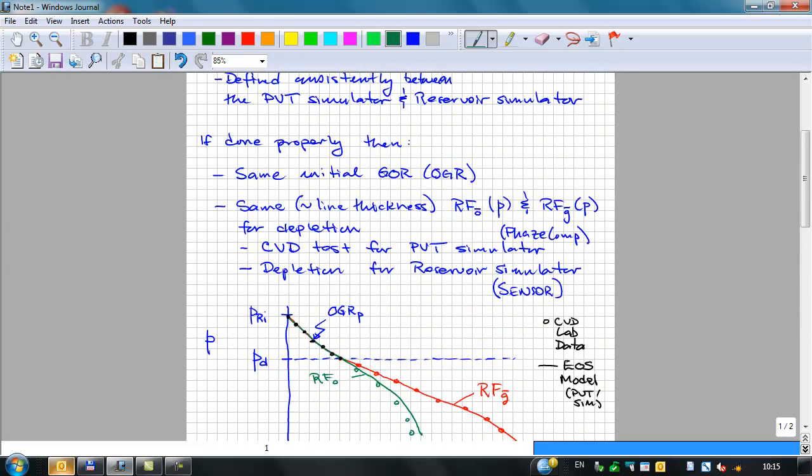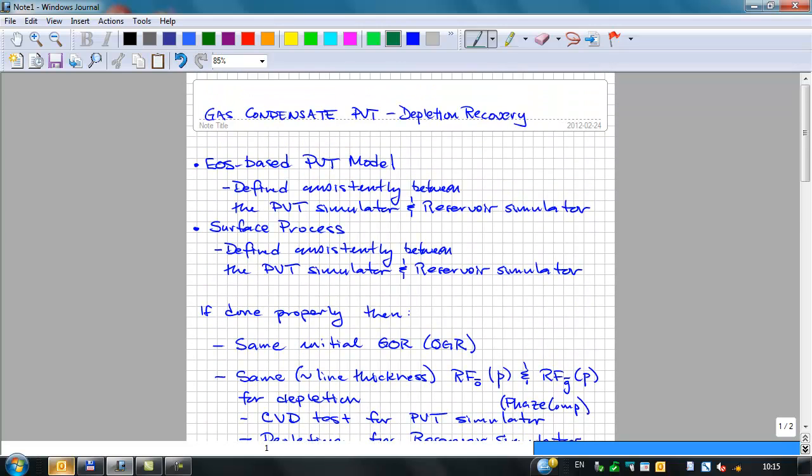But to do that, we have to have this consistency that I started with. We have to put in the equation of state numbers right. We have to put in the compositions right. And we have to put in the viscosities, maybe not so important. The viscosity model should be the same, though that doesn't really matter too much. But the surface process is really often the problem in getting it right.